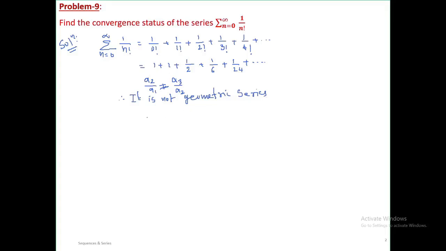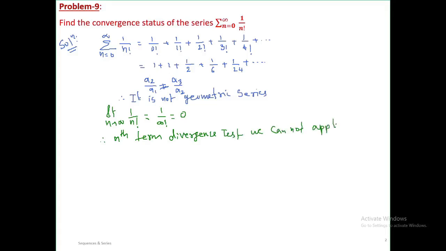So next one, nth term divergence test. For that, what we have to do? Limit n tends to infinity of 1 upon n factorial. What is this? It is 1 upon infinity factorial. That means 1 upon infinity is 0. So therefore, the nth term divergence test we cannot apply. Next, so this is also over. Divergence test we cannot apply.